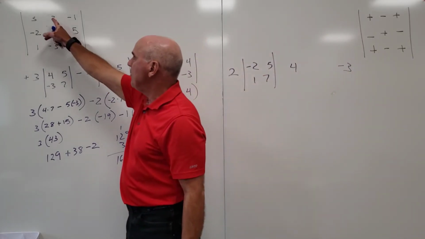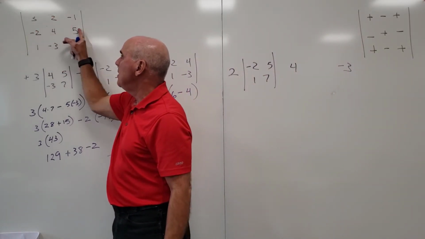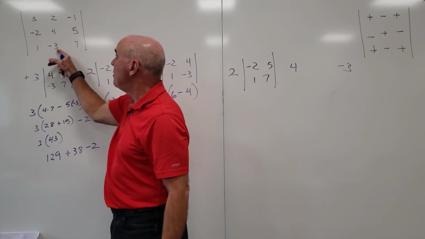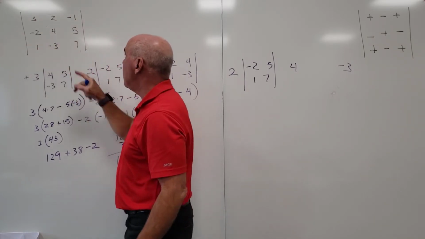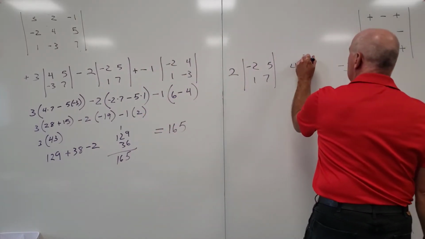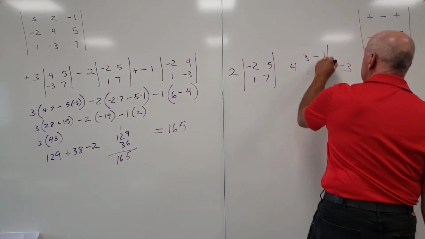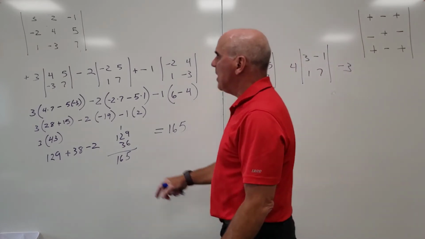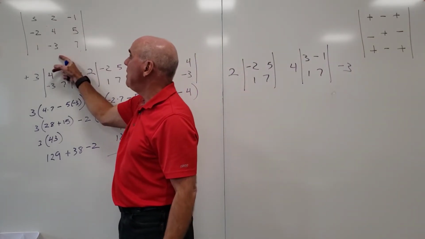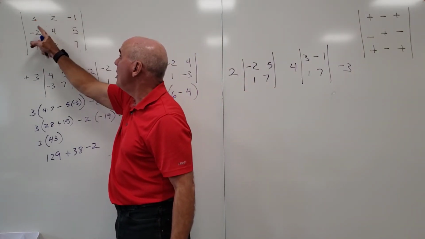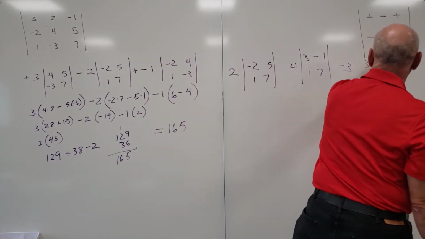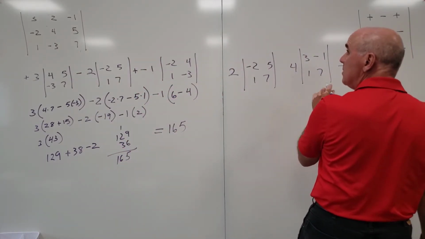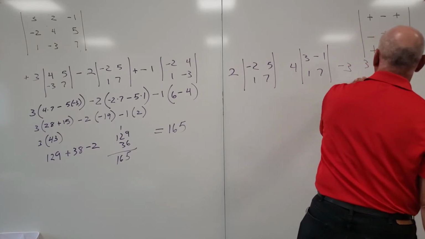When I pull out the 4, the row and the column that 4 is in, I get 3, -1, 1, 7. And then when I take the row and the column the 3 is in, I get 3, -1, -2, 5.